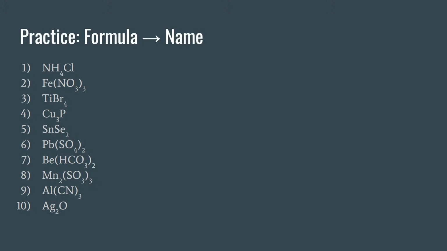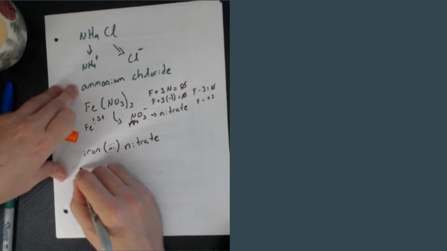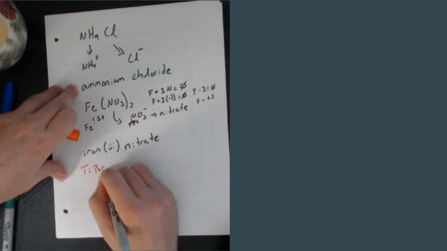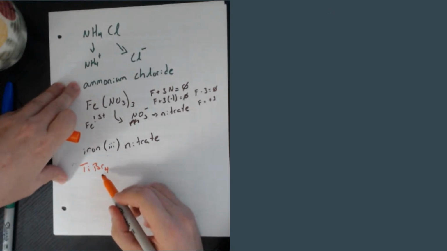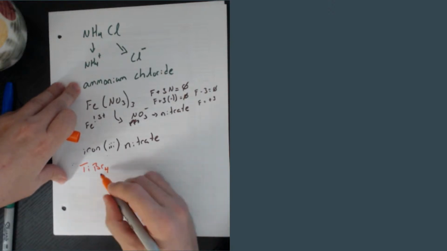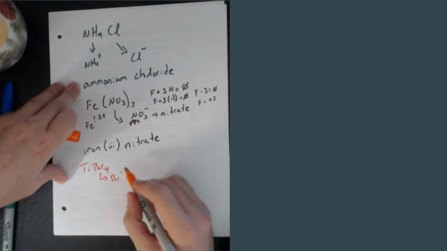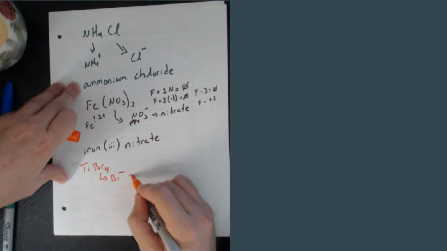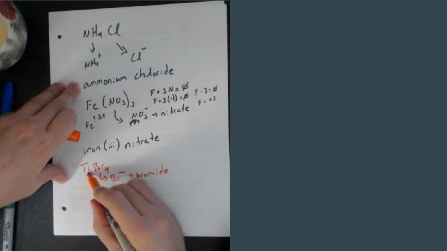Next up, TiBr4. All right. So Br, that is an element all by itself. So as an anion, that's pretty simple. We recognize that this is bromine. So the ion we're talking about is bromide, Br 1-. Bromide.